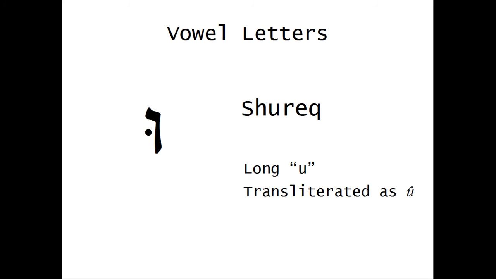Likewise, the shureq, it looks like a vav with a dagesh in it, but it represents a U sound. Again, it does not need to be pronounced as vu or anything like that. It solely represents, it has no consonantal quality to it. It solely represents that vowel sound of oo and should be treated as such.